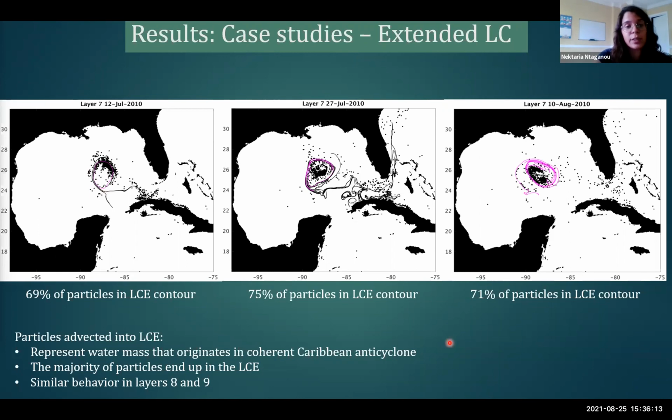So what is very interesting is that most of the particles, with a maximum of 75%, that were released in the Caribbean anticyclone end up in the Loop Current Eddy, indicating the physical connectivity between eddies in the Caribbean Sea and the Loop Current Eddy. The particles represent the water masses of the Caribbean anticyclone and show similar behavior in all the layers that the anticyclone was detected, and similar percentages, about 70%, in layers 8 and 9.